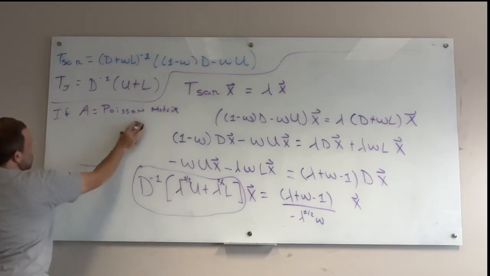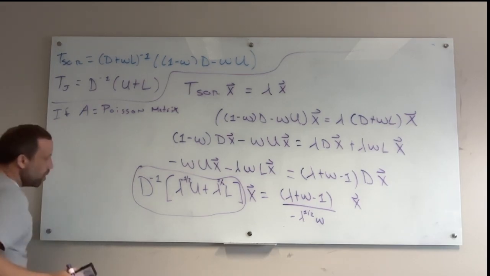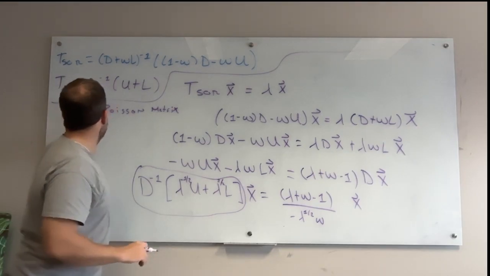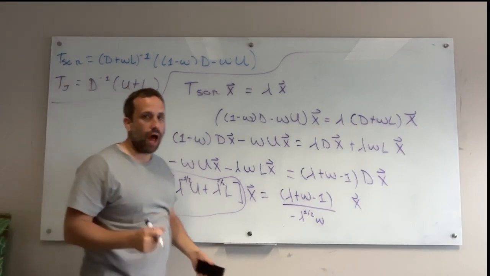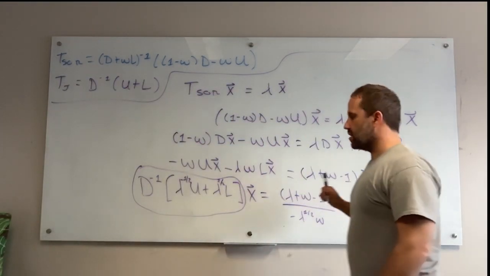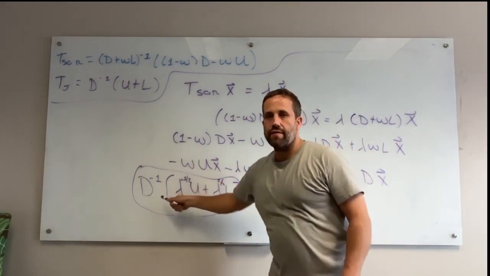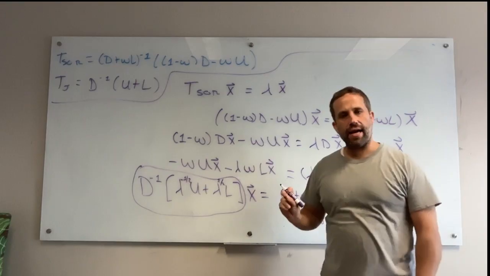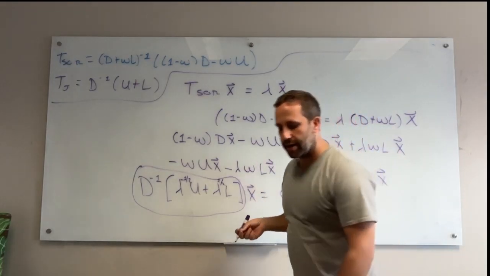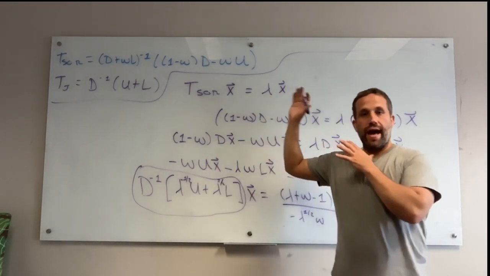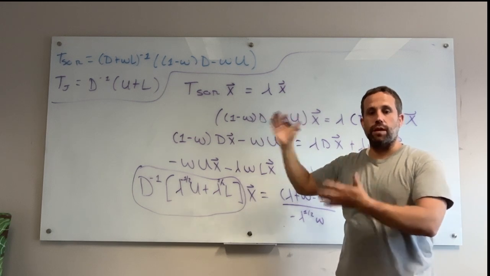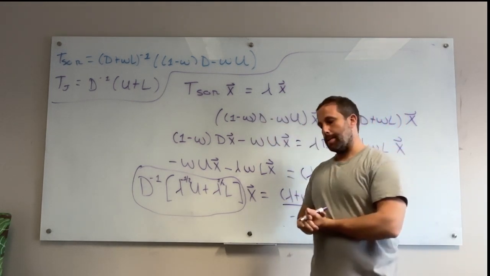Now, what's one of the things it means when we say two matrices are similar? It means they have the same eigenvalues. So in the case of the Poisson matrix, this thing that I've just circled here, the left-hand side, has the same eigenvalues as the Jacobi iteration matrix applied in the Poisson setting.